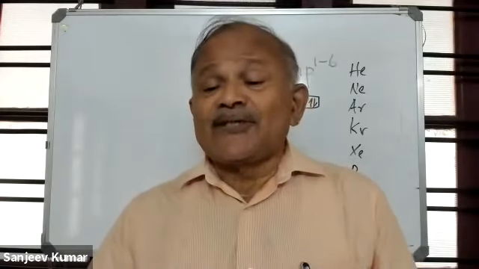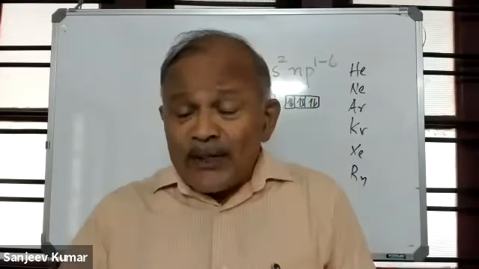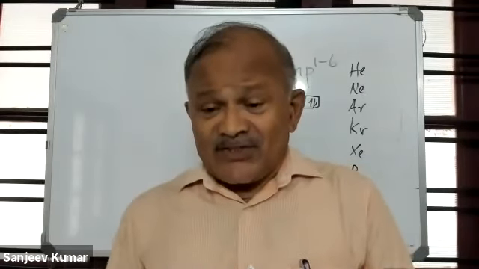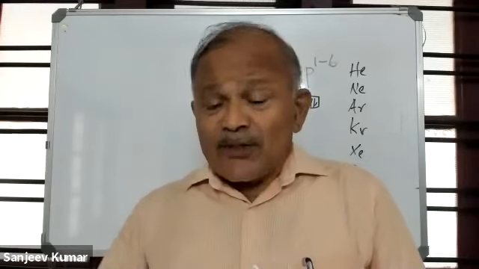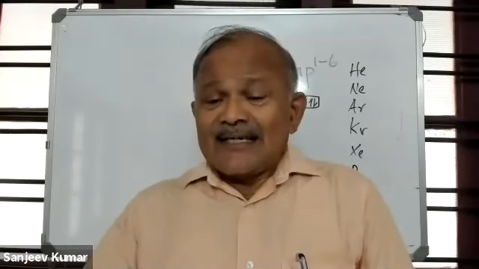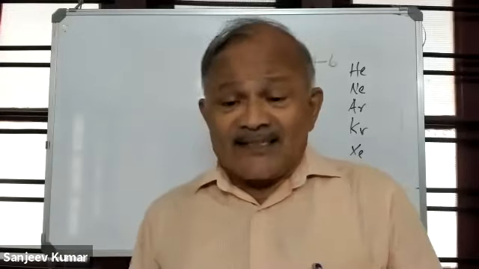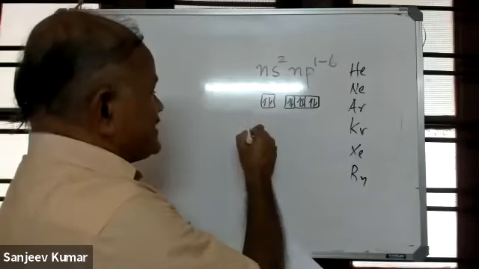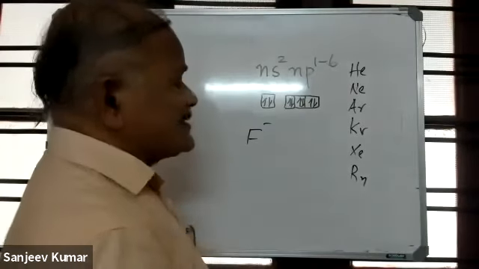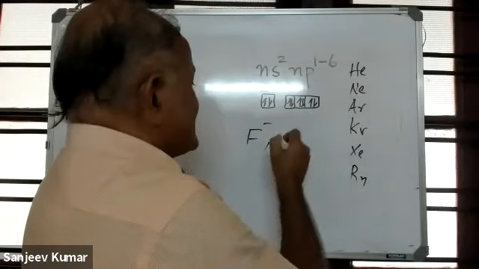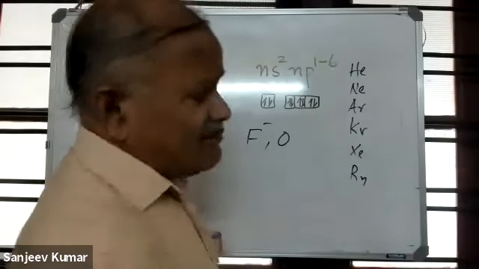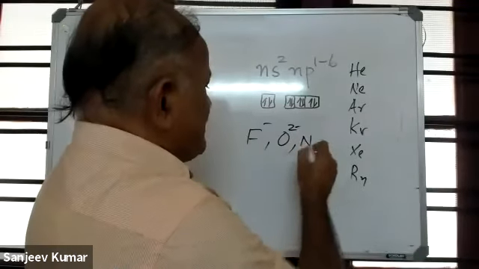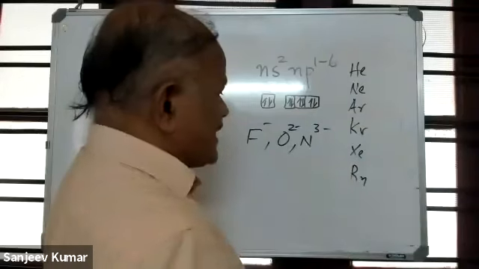Here the choices are not isoelectronic. But in isoelectronic ions, for example, Na+, Mg2+, Al3+, and O2-, N3-, F-, these are all isoelectronic. That is, fluorine atomic number is 9 and F- has 10 electrons. In the case of oxygen, atomic number is 8, O2- has 10 electrons. Nitrogen, atomic number 7, N3- has 10 electrons.